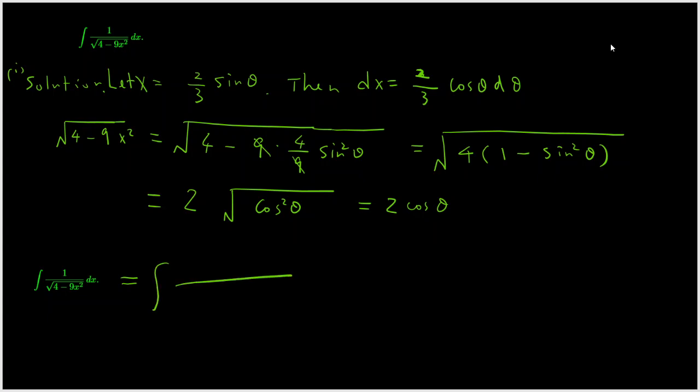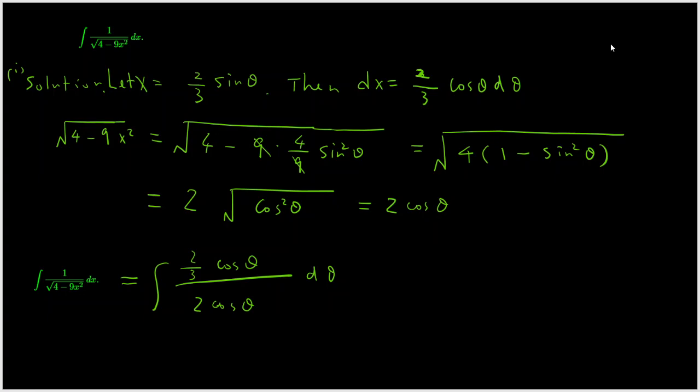The denominator, the radical, it becomes, this time I'll be careful, the radical becomes 2 cos of theta. And the numerator is dx. Now dx becomes 2 over 3 cos of theta d theta, right? You see in the new integral of theta, the radical is gone.